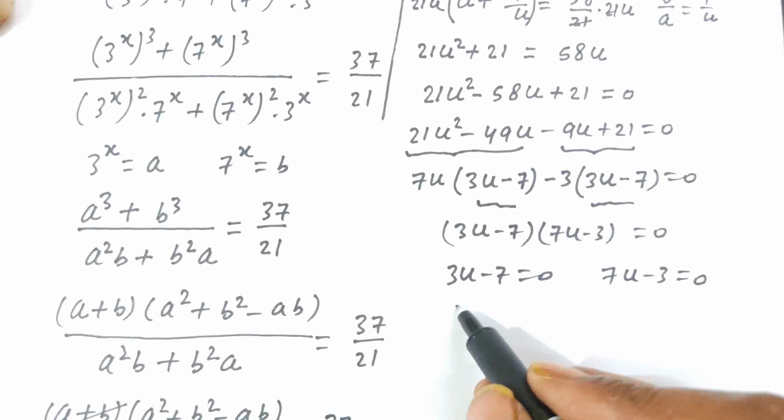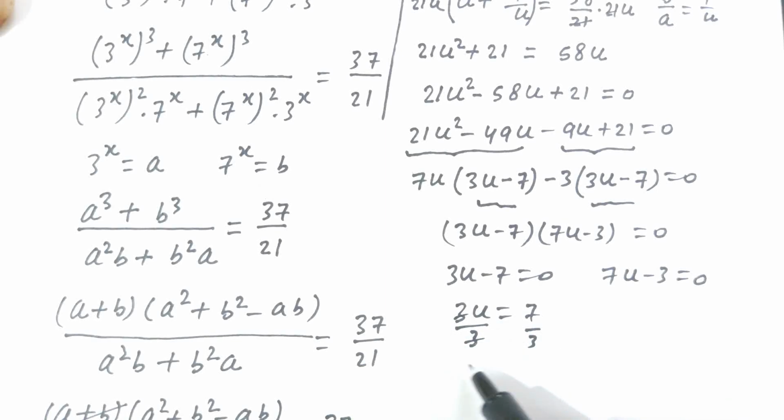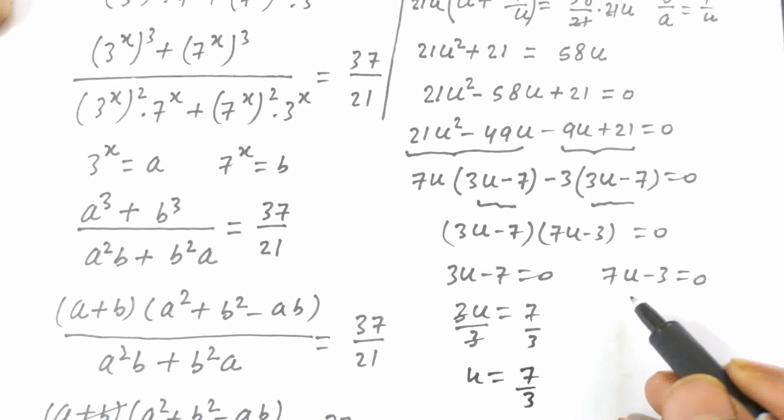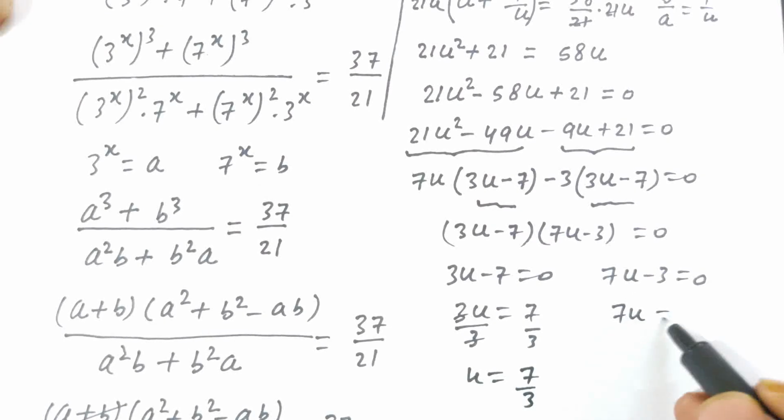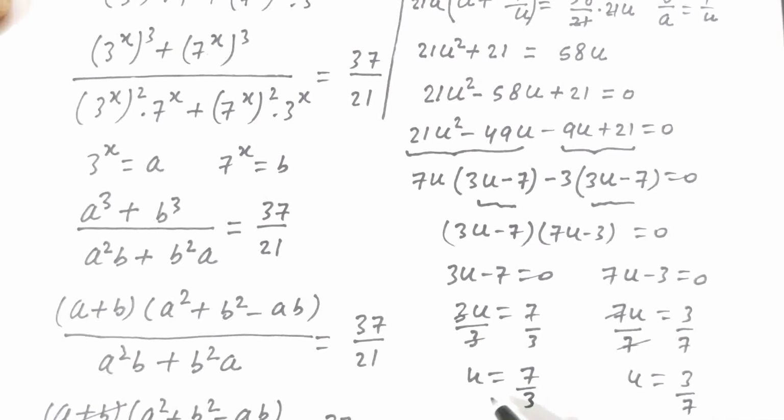So here 3 times u is equal to 7, and if we divide both sides by 3, then this 3 and this 3 are cancelled out, so u is equal to 7 divided by 3. And here 7 times u is equal to 3. Now if we divide both sides by 7, then this 7 and this 7 are cancelled out, so u is equal to 3 by 7.